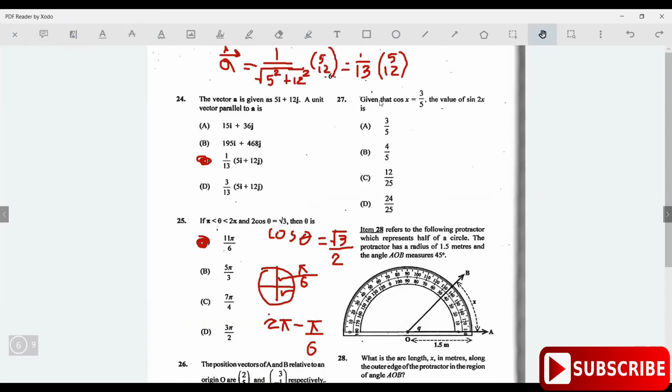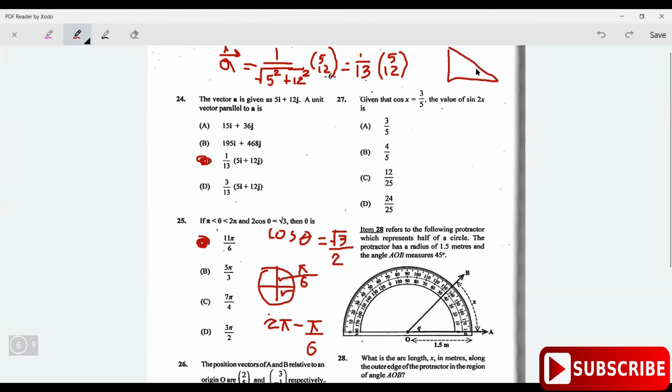Question 27. Given that the cos of x is 3 over 5, what's the sine of 2x? So always draw your triangle as soon as you get these questions. Boom. So this is angle x. All right. And they say the cos of x is 3 over 5. That means that the opposite is 3, the hypotenuse is 5.